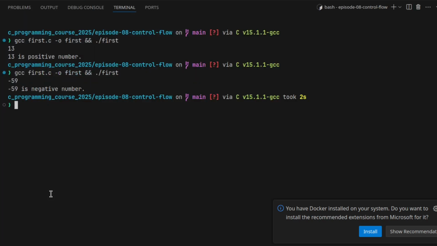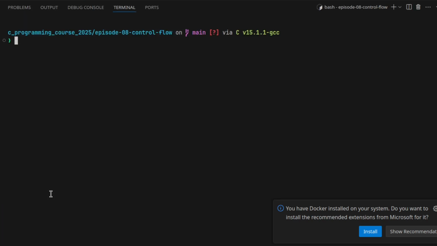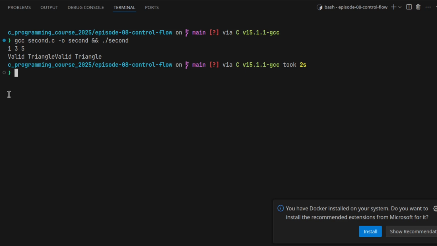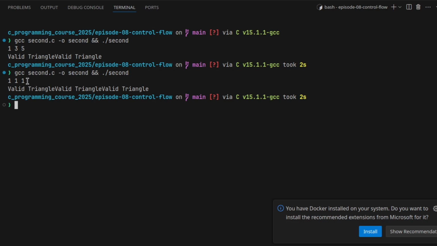Okay, let's first clear the terminal, gcc second.c hyphen o for the output, and we want the output in the same directory. Then after making the executable binary, we run the executable binary, second. 1 3 5 valid triangle. So whenever you create the triangle using 1 3 5, it is a valid triangle. Okay, good. 1 1 1 is also a valid triangle.